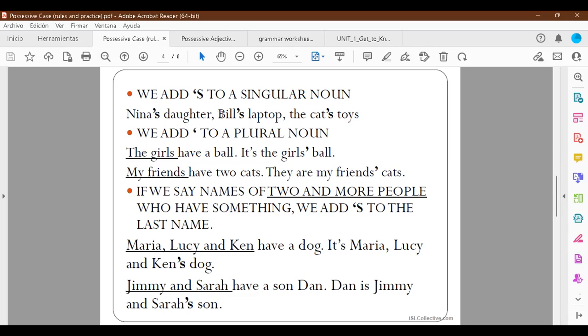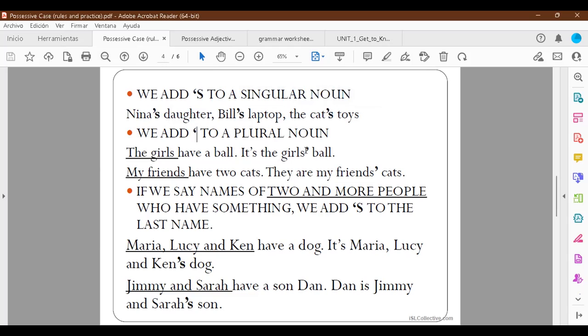Nina's daughter. Bill's laptop. The cat's toy. Veamos. Nina, singular. Daughter, singular. Bill, just one, right? The cat, one. Singular noun. We add apostrophe to a plural noun. The girls have a ball. It's the girls' ball. Entonces, para un sustantivo plural, agregamos apóstrofe.